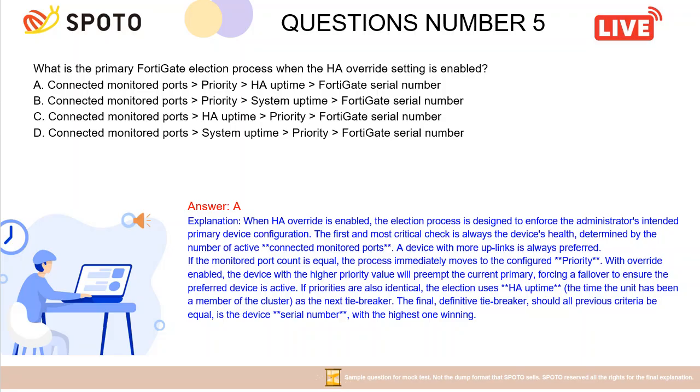If priorities are also identical, the election uses HA uptime, the time the unit has been a member of the cluster, as the next tiebreaker. The final, definitive tiebreaker, should all previous criteria be equal, is the device serial number, with the highest one winning.